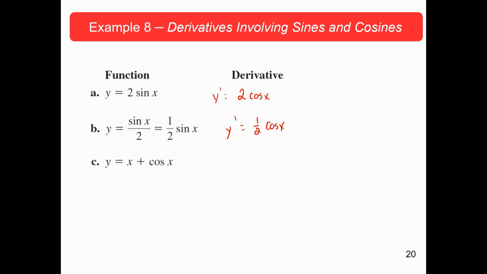What about y equals x plus cosine x? Now this is the sum of two separate functions. So we take the derivative of x, which is just 1, plus the derivative of cosine, which is negative sine x.